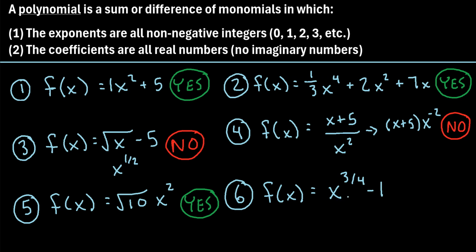f of x is equal to x to the 3/4 minus 1. So we can see that this exponent is not an integer, it's a fraction. So we would say, no, this function is not a polynomial. So those were just a few examples of how to check if a function is a polynomial or not.